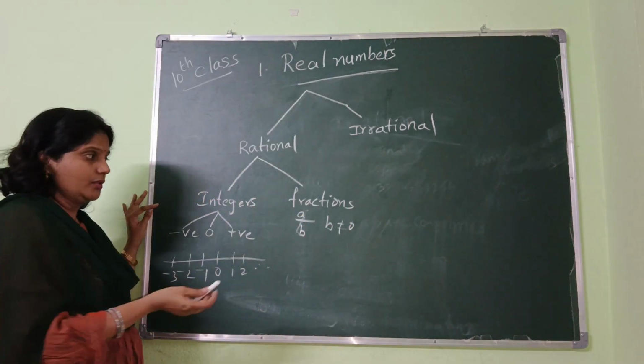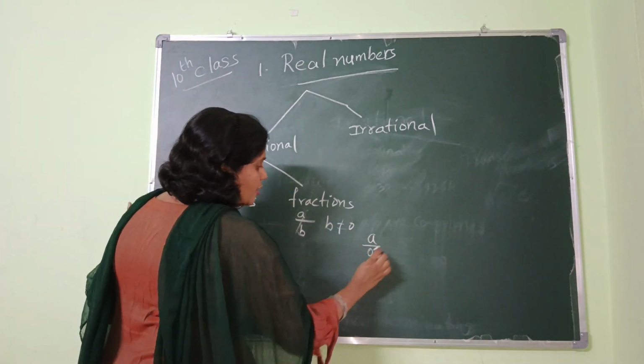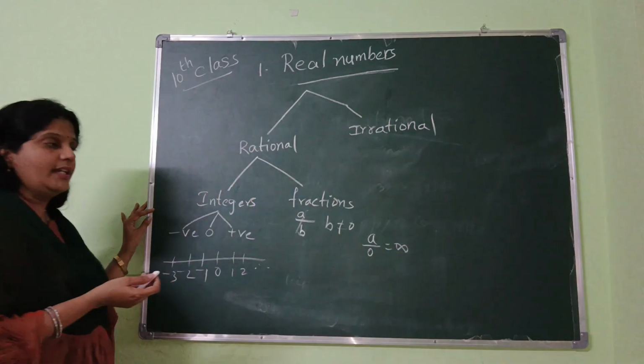Means b అనేది 0 ఉండకూడదు. b 0 ఉండడం వల్ల ఏమవుతుంది? a by 0 will become infinity. So infinity is not a fraction.